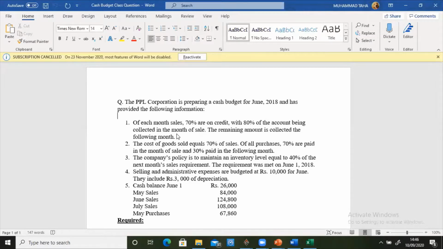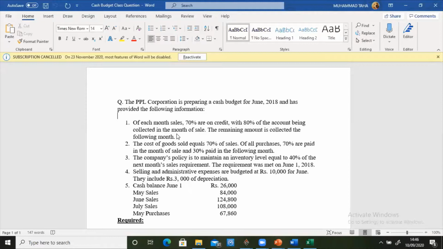Then they have told you that the cost of goods sold equals 70% of sales. Of all purchases, 70% are paid in the month of purchase and 30% in the following month. The company's policy is to maintain an inventory level equal to 40%. Selling and admin expenses are budgeted at rupees 10,000. For June, they included 3,000 of depreciation.